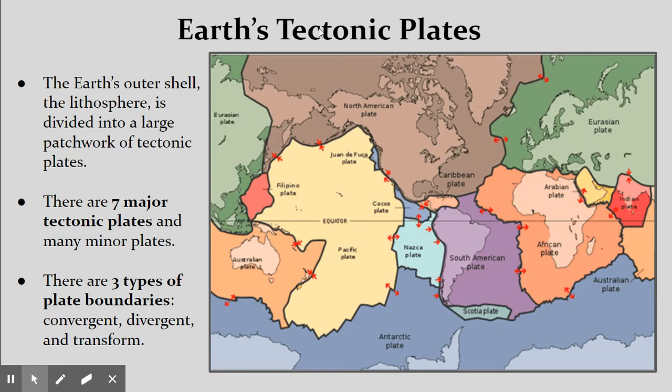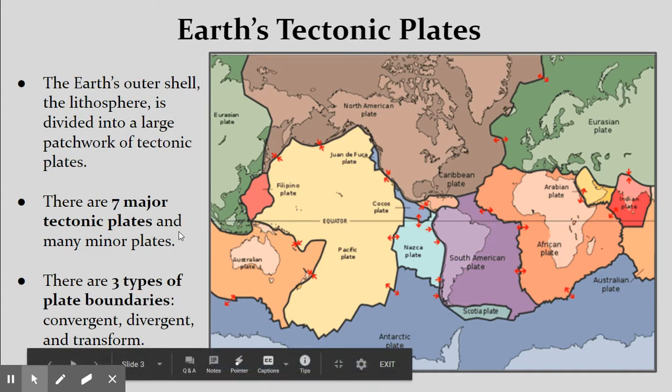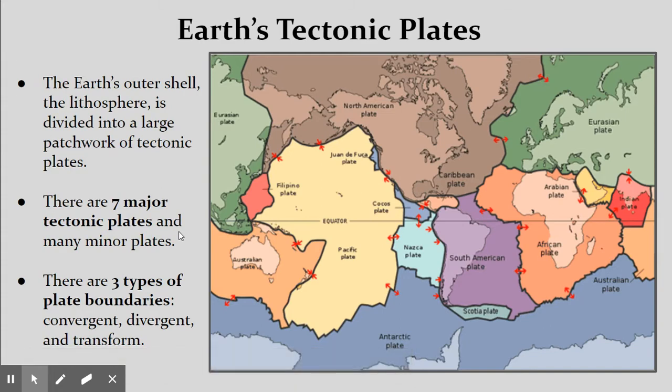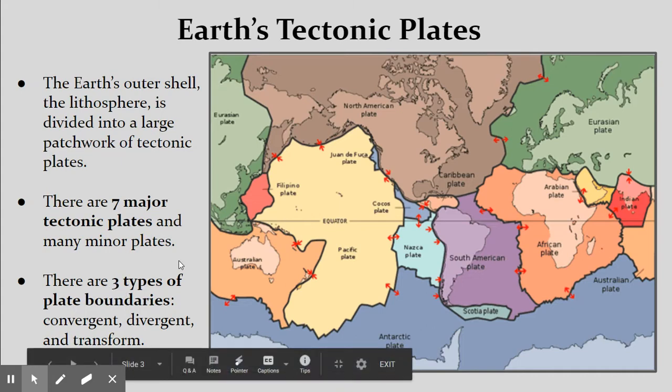So, Earth plate tectonics. Earth's outer shell, the lithosphere, is divided into a large patchwork of tectonic plates. There are 7 major tectonic plates and many minor plates. There are 3 types of plate boundaries: convergent boundaries, divergent boundaries, and transform boundaries. Let's go over each type of boundary.